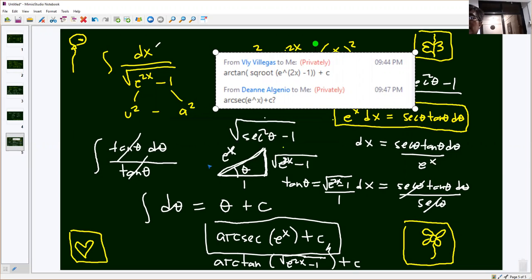Okay? Now, look at this. Yung sagot ni Blay, arctan square root of the quantity e to the 2x minus 1 plus c. Very good. That's also correct. Acceptable. Oh, pero, sabi ko nga, whichever is the cleanest answer, the easiest answer, okay na yun.